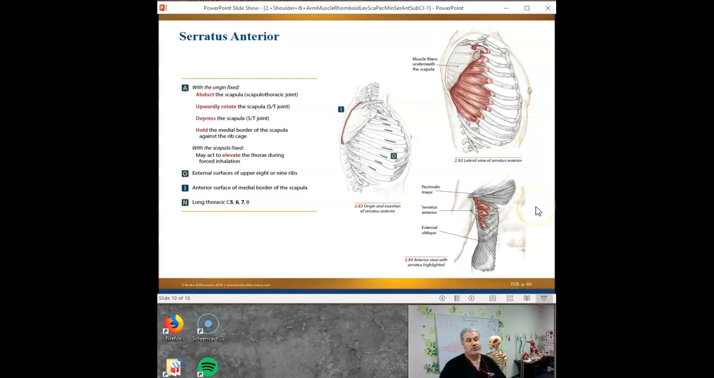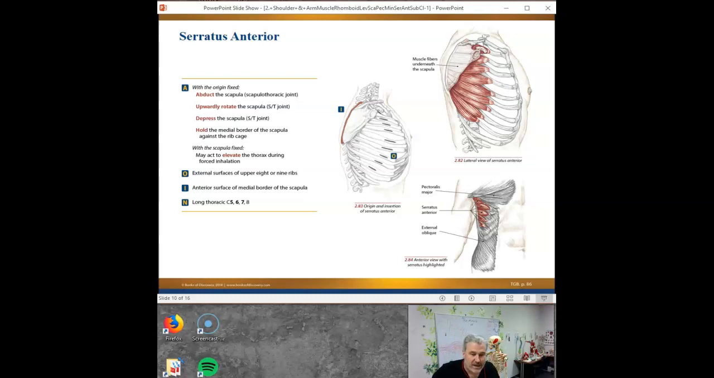Okay, so serratus anterior hooks to the medial border of the scapula on the anterior side. Essentially, it hooks to the entire medial border, so it's touching the rhomboid major, rhomboid minor, and levator scapulae. It attaches into the first 8 or 9 ribs. We number the ribs just like you'd think: rib 1, 2, 3, 4, 5, 6, 7, 8, 9, 10, 11, 12. But it goes to the first 8 or 9.